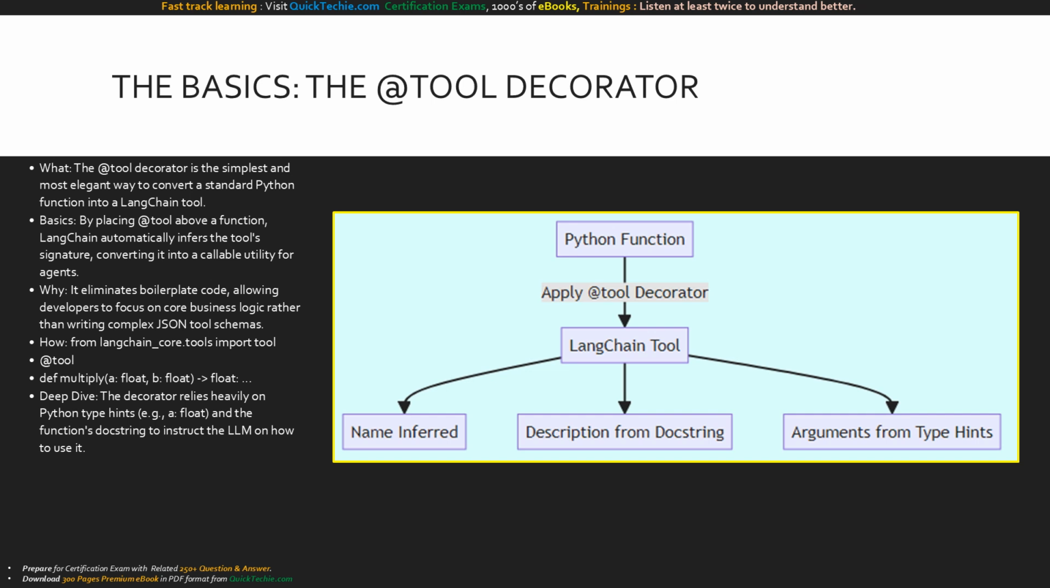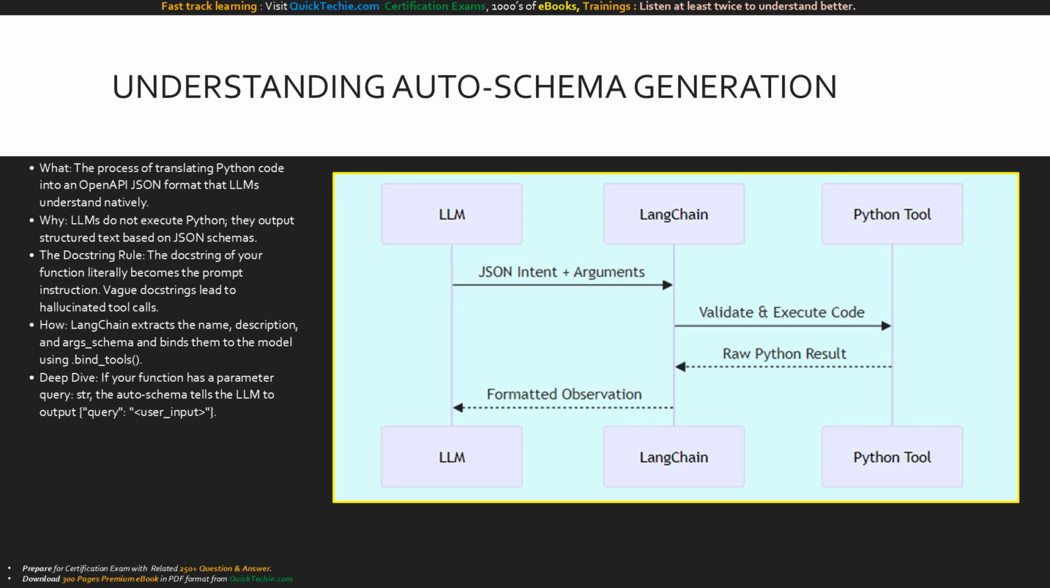First, the name is automatically inferred from your Python function's name. Second, the description is dynamically extracted directly from your Python docstring. And third, the argument schema is built seamlessly from your Python type hints. This automated pipeline ensures your LLM always has the exact specifications required to format its requests without you writing a single line of JSON. Let's peel back another layer and examine auto schema generation.